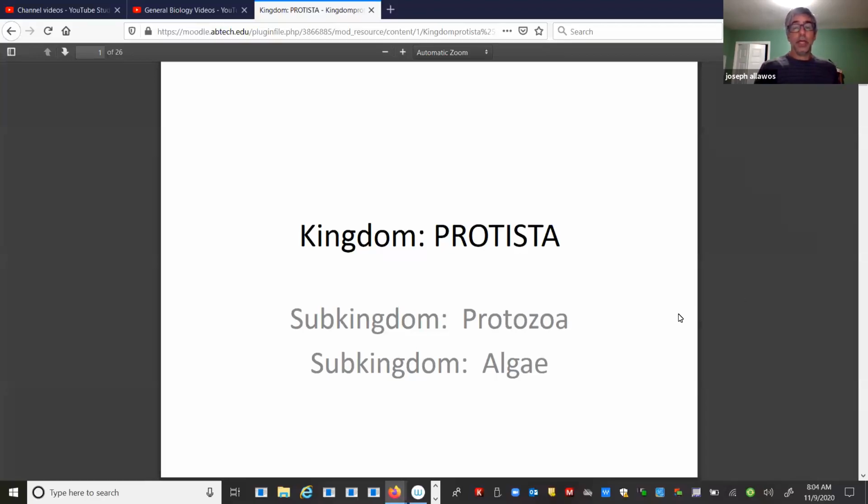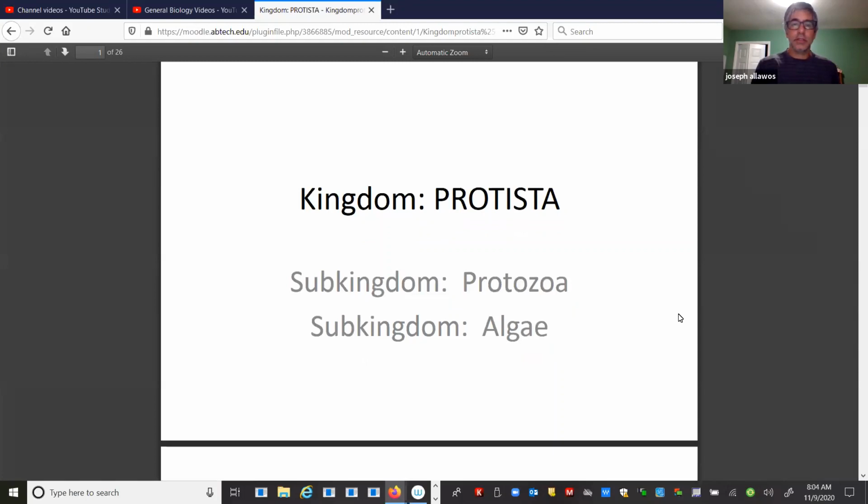I mean, the thing about the kingdom Protista is it's often considered to be kind of a garbage kingdom. You know, if it doesn't fit anywhere else, then we dump it in this kingdom Protista. You'll notice there's two subkingdoms, and you're not responsible for them on the sheet. Unfortunately, I didn't put the two subkingdoms. I may have actually written them in there, but it would be a good idea to know the two subkingdoms.